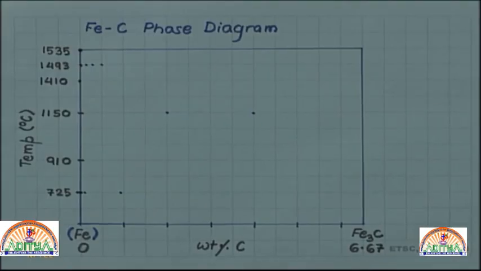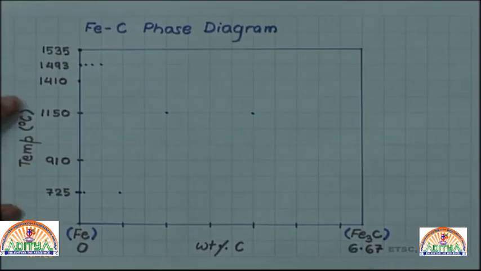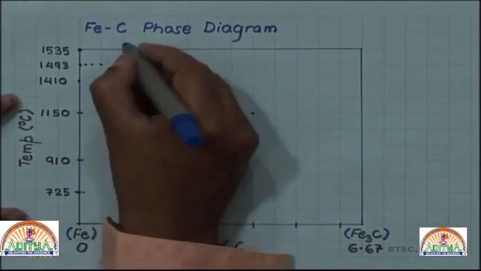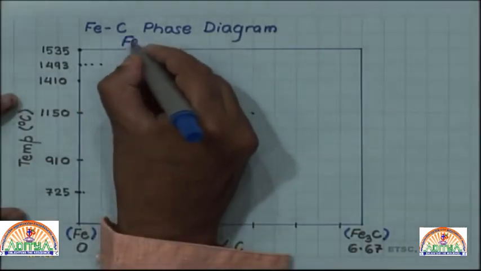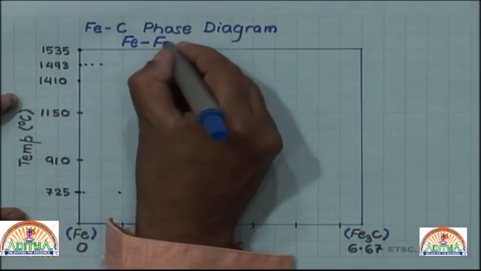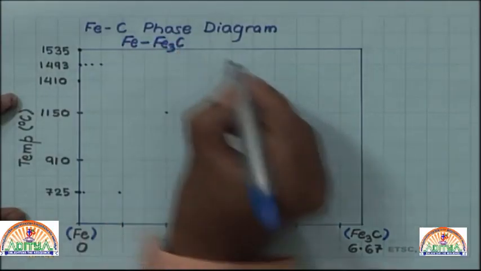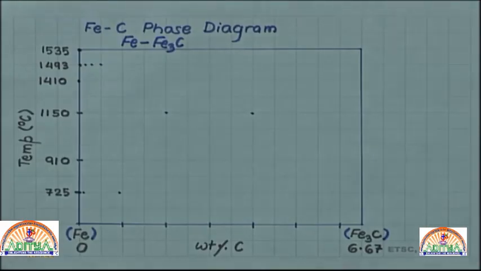Sometimes the iron carbon phase diagram we can also consider as an iron carbide diagram. That means the Fe3C diagram. So there are three invariant reactions in this diagram. Generally those are represented by three horizontal lines.